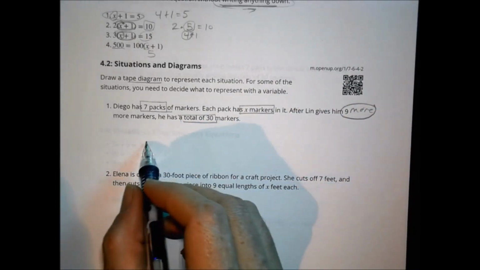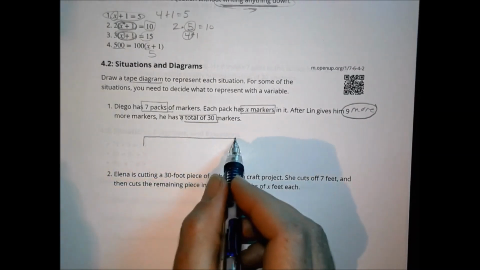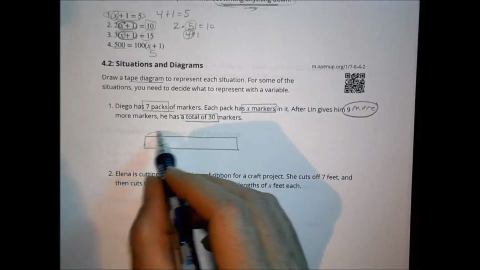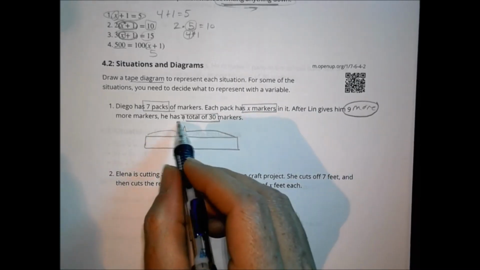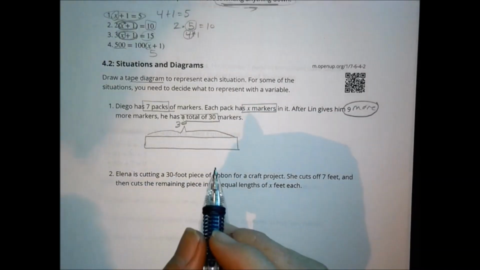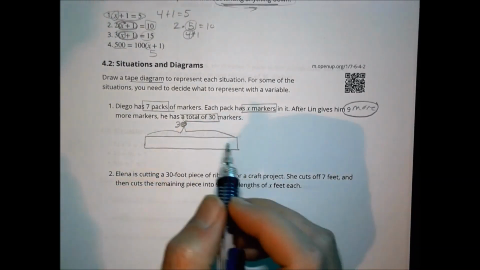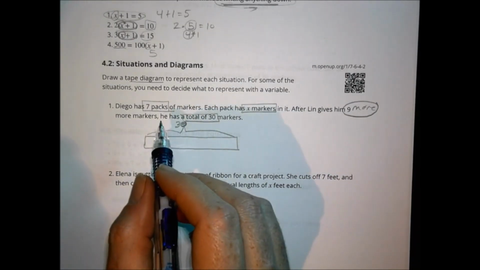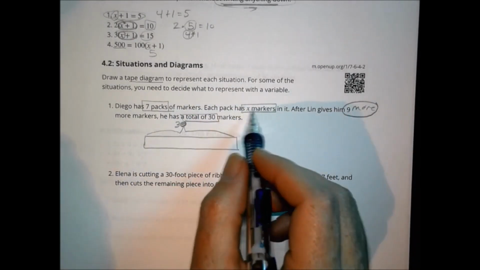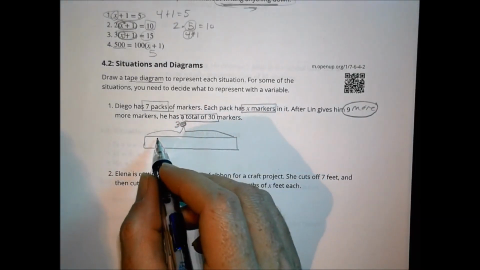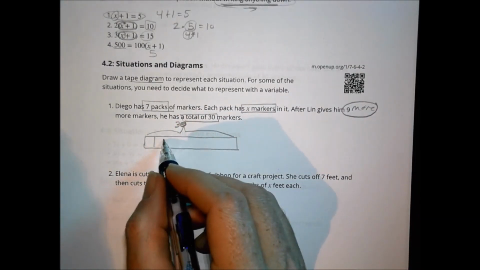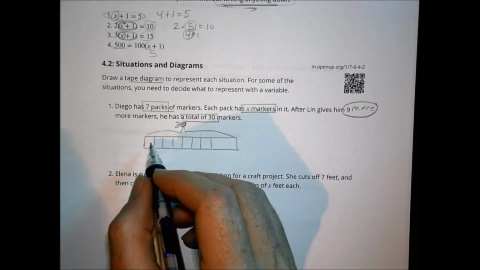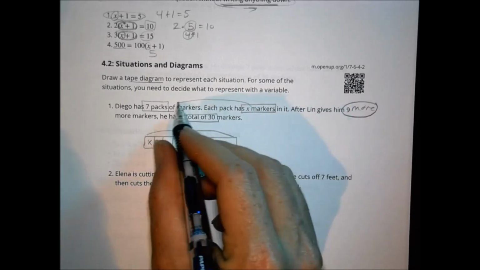So what we know is that if I was to create a tape diagram of this, something like this for now, I know that in total there are going to be 30 markers. So I could put that up here on top just to begin with if I chose to. That's my total, 30 markers. We also know that he has 7 packs of markers, and each of those has x markers in it. So I could create 7 little boxes, 1, 2, 3, 4, 5, 6, and 7. All right, and x markers are in each of those boxes.